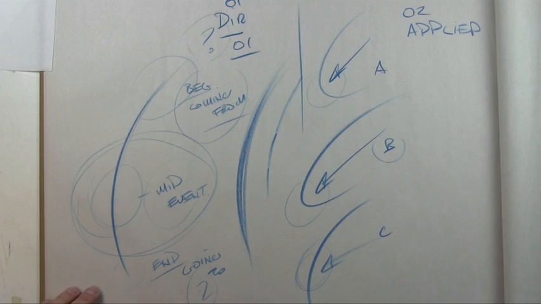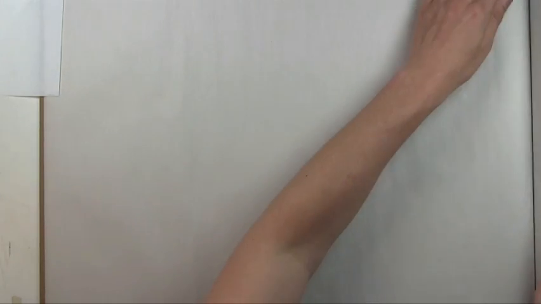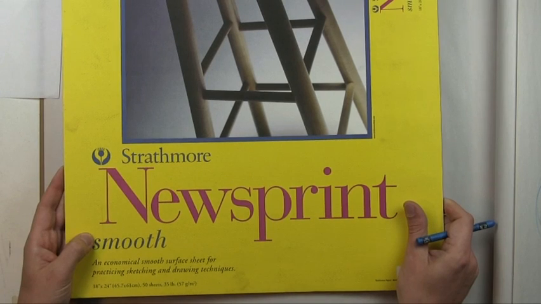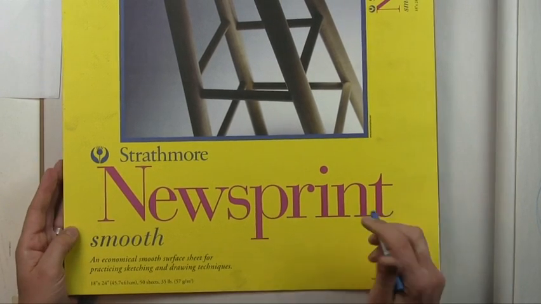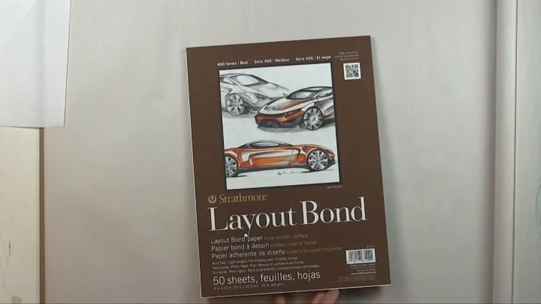We've discussed directional force and applied force. As a quick note, I'm drawing on Strathmore Smooth newsprint. Smooth is essential. I'm looking for a fluid relationship between the drawing tool and the paper, and I'm drawing with a wax sort of crayon at the moment because it is very smooth. And I'm also using Strathmore layout bond for any of the tracings that you're seeing me do.